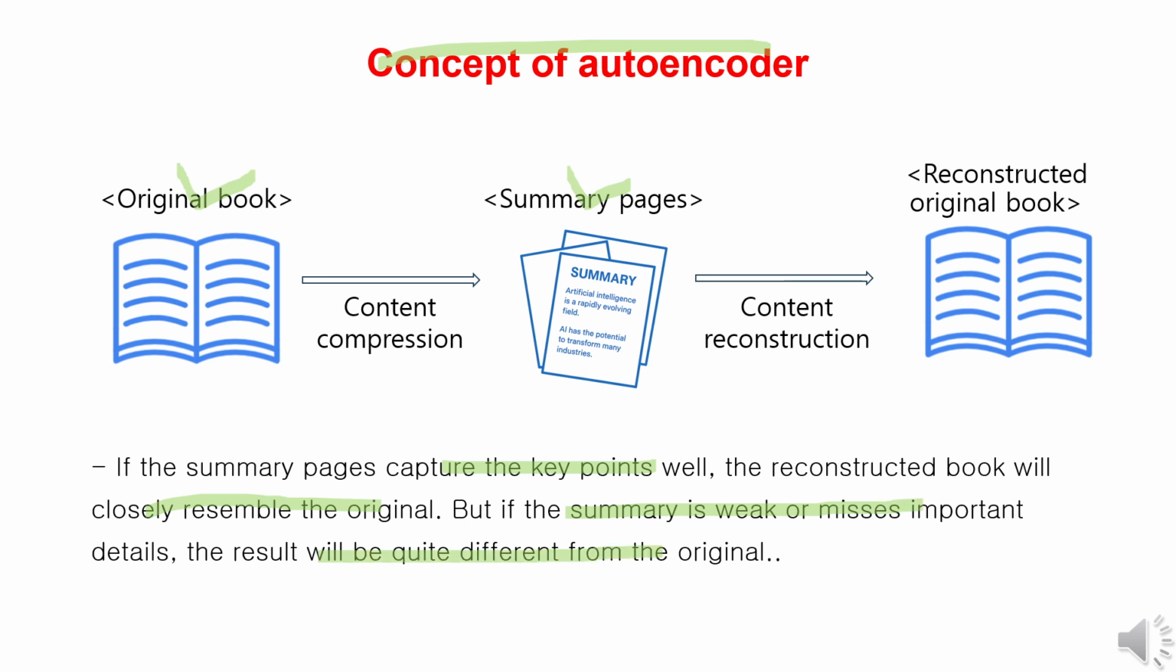from the original. Similarly, an autoencoder is a deep learning model that efficiently compresses data into a summary and learns to reconstruct the original data as accurately as possible from that compressed form.